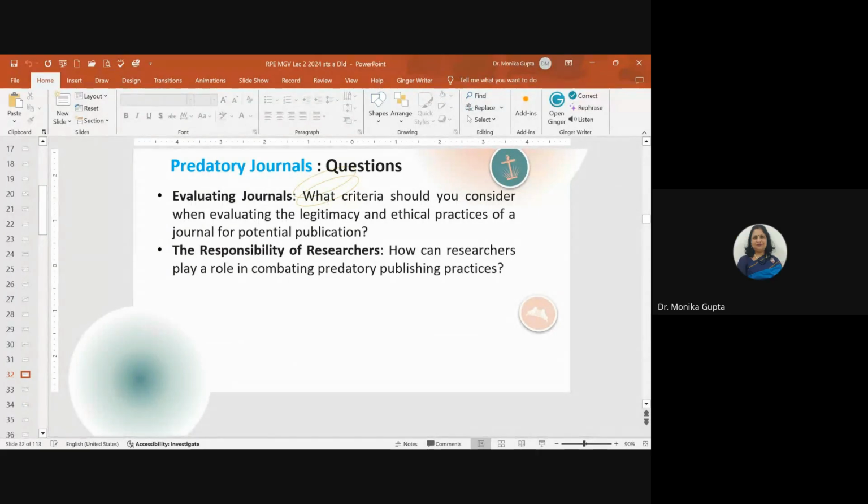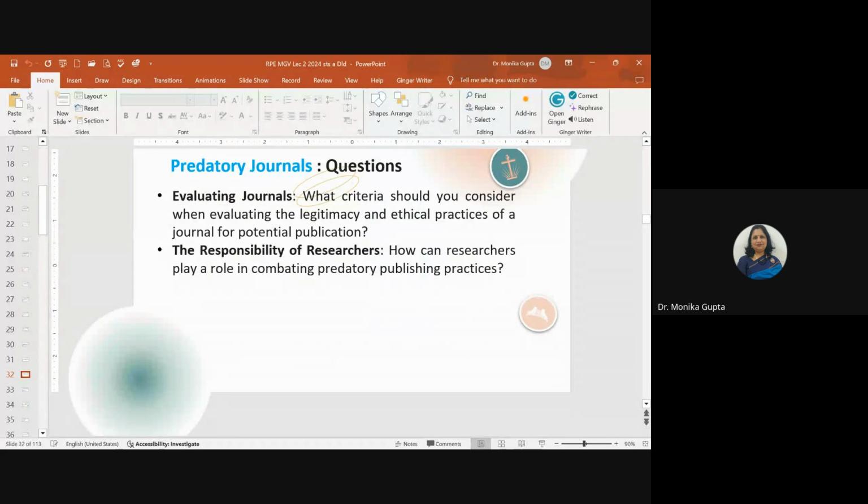Then peer review process, ensure a rigorous peer review is in place. Then verify the qualifications and affiliations of editors in the editorial board. Then transparency, assess clarity of publication ethics, copyright policies, and fees. Then publisher information, check publisher's reputation and legitimacy. Then website quality, evaluate website design, content, and contact information.